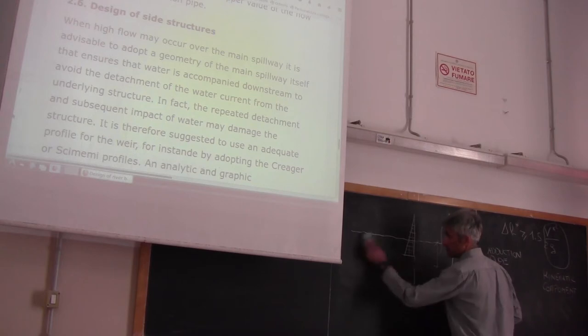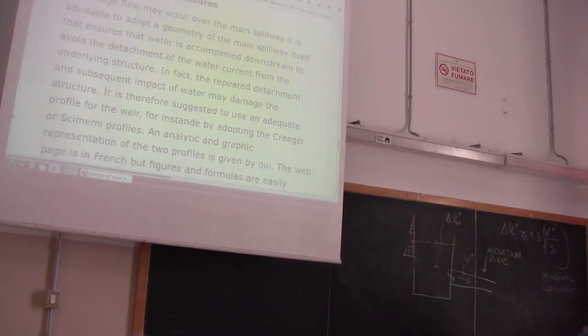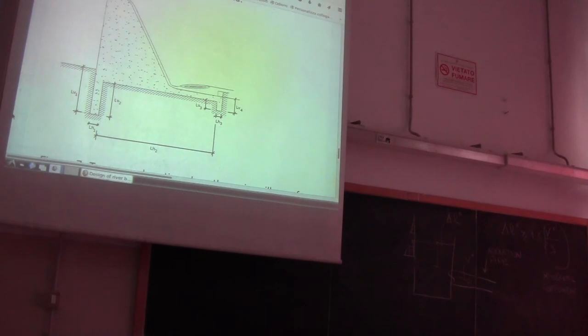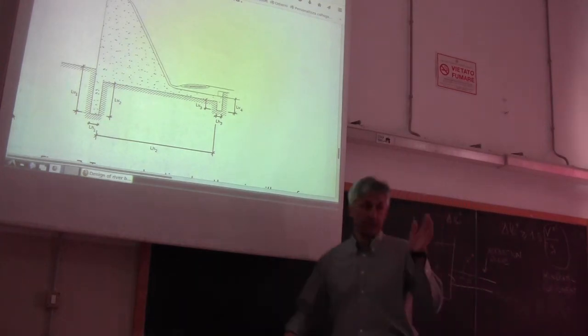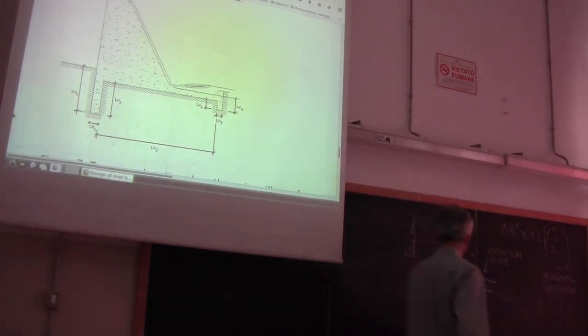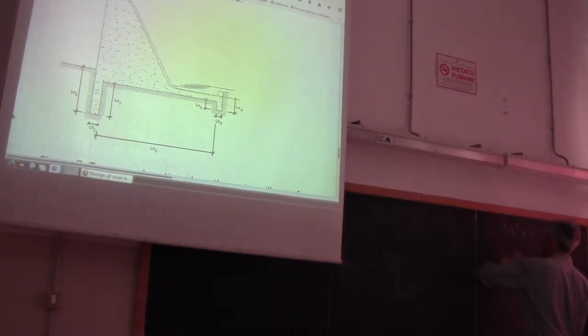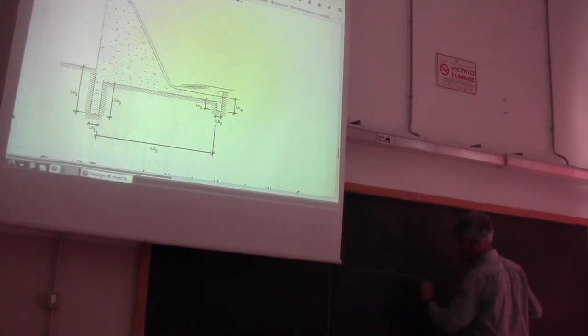And let me go back to, or maybe I can show you here. Yeah, here you see a sketch of all the side structures. And the first thing to say is related to the main spillway. What is the optimal geometry for the main spillway? It can be a vertical wall. If you place a vertical wall there, it's fine for small structures, when you don't see the occurrence of very high flood flows.